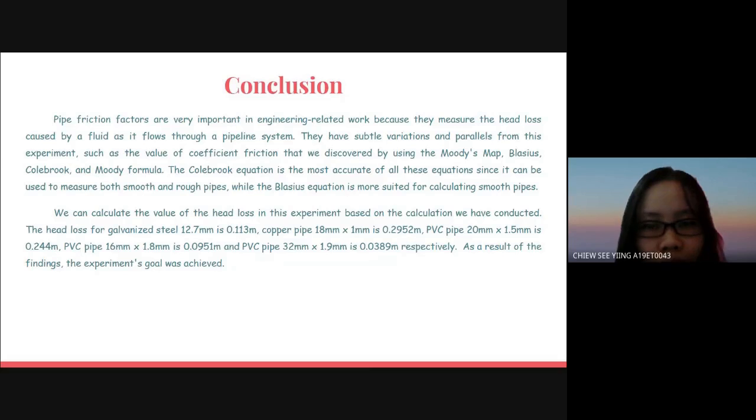The Colebrook equation is the most accurate of all these equations since it can be used to measure both smooth and rough pipes, while the Blasius equation is more suited for calculating smooth pipes. We can calculate the value of the head loss in this experiment based on the calculation we have conducted. The head loss for galvanized steel is 0.113 meter, copper pipe is 0.2952 meter, PVC pipe 1 is 0.244 meter, PVC pipe 2 is 0.0951 meter, and PVC pipe 3 is 0.0389 meter, respectively. As a result of the findings, the experiment goal was achieved.